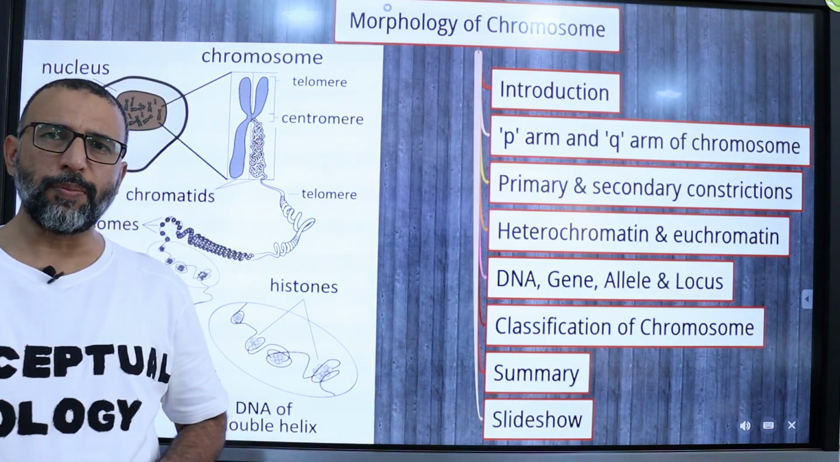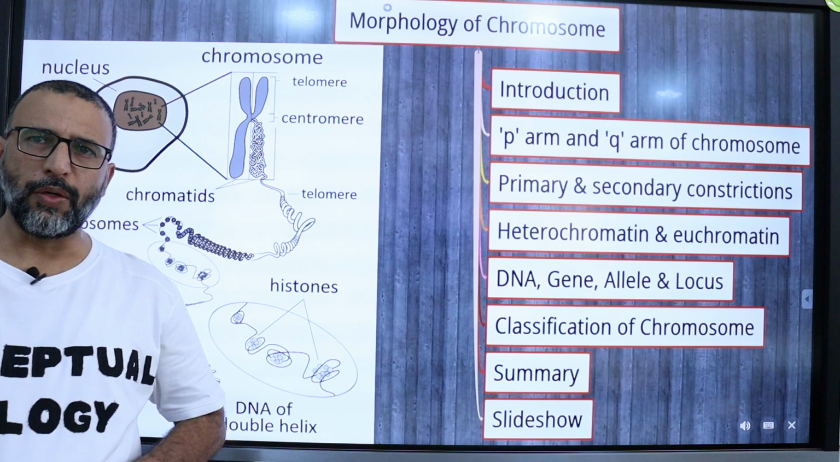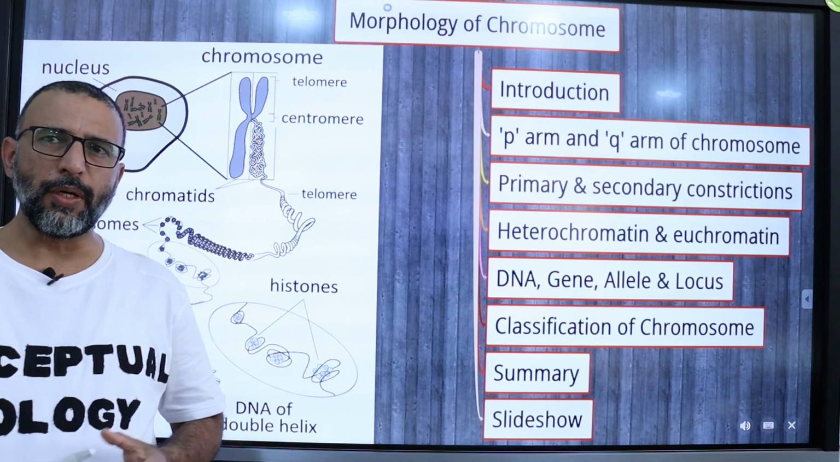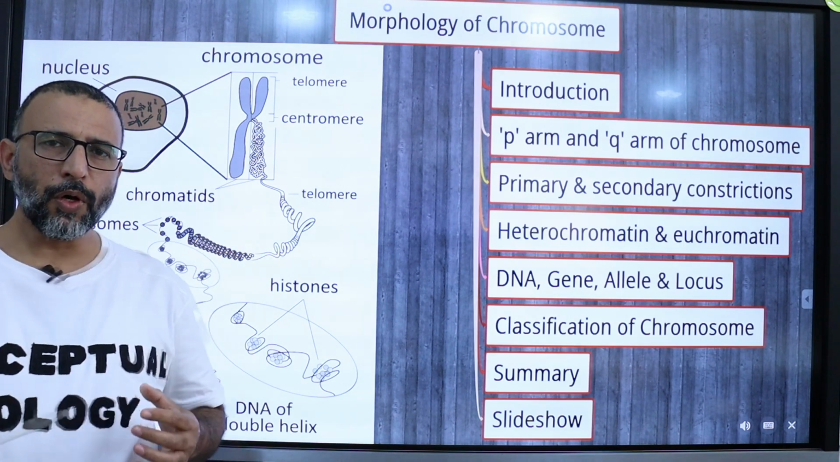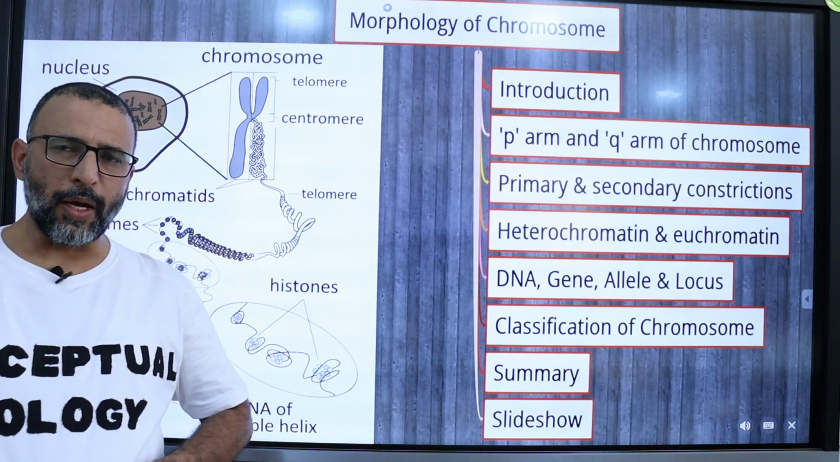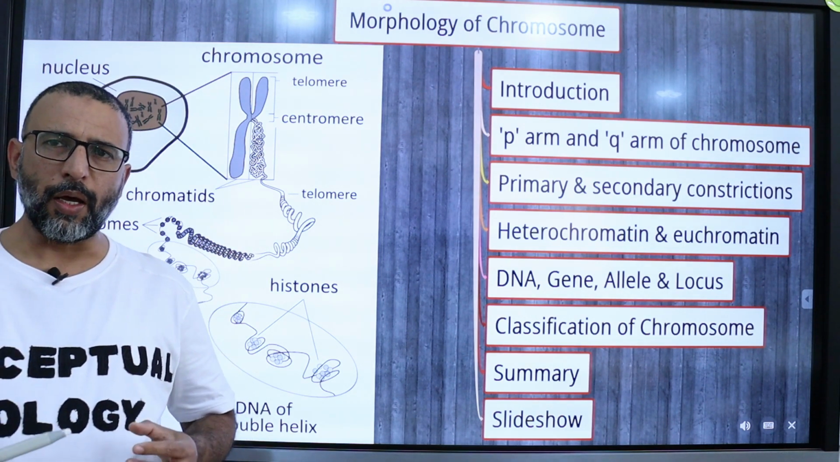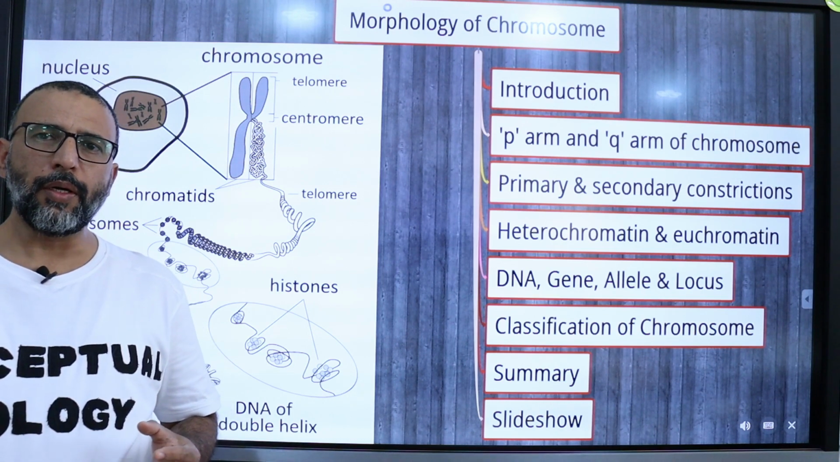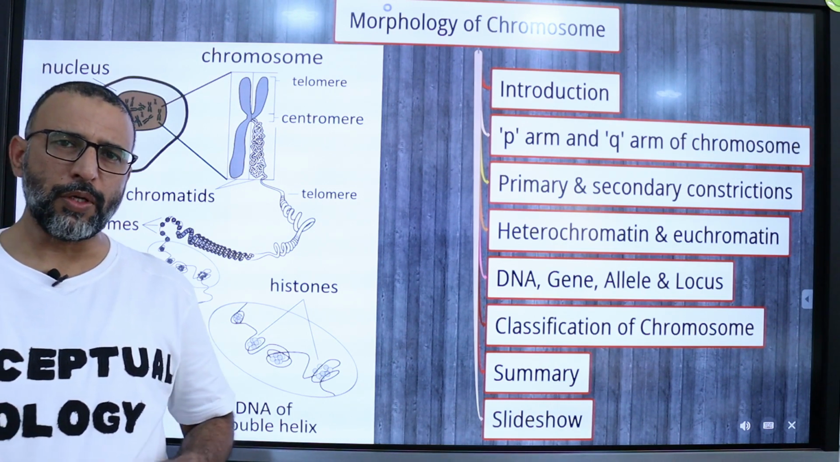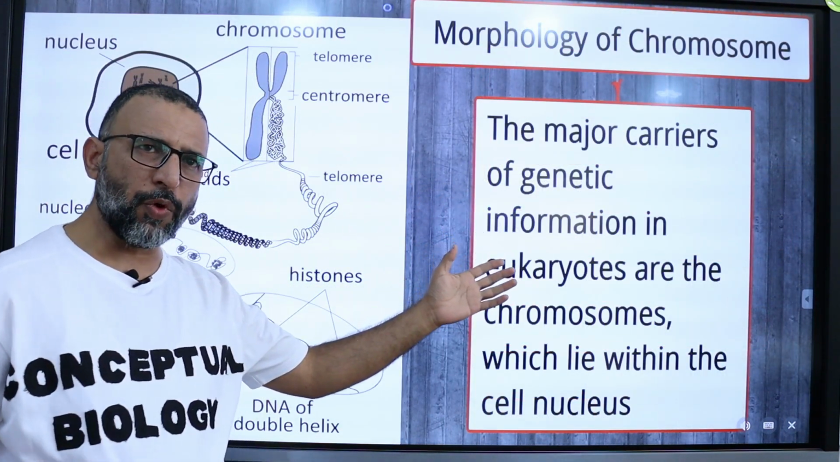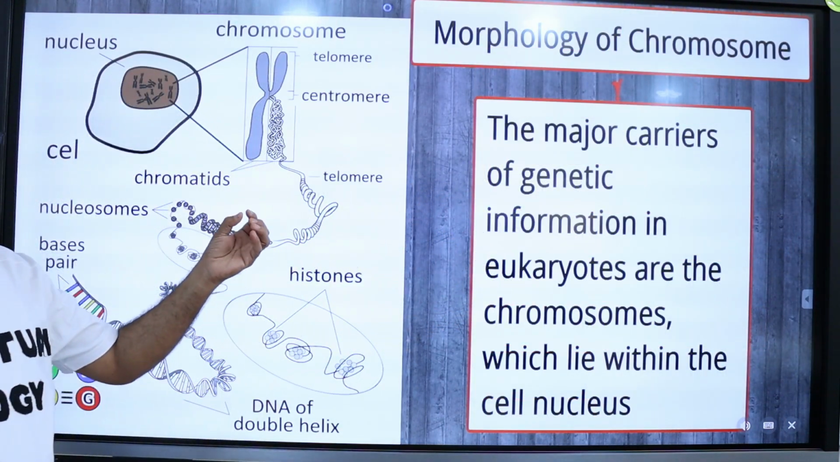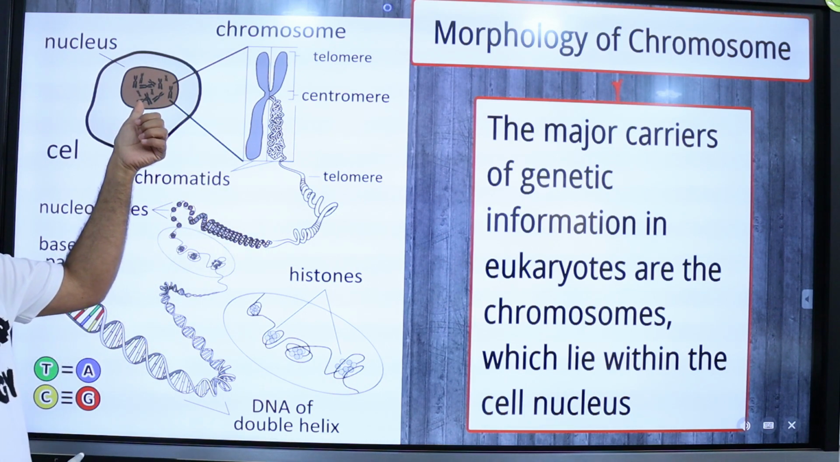Chromosomes are rod-shaped filamentous bodies present in the nucleus which become visible during cell division. They are carriers of genes. Chromosomes are not visible in active nucleus due to their high water contents but are clearly seen during cell division. Chromosomes are major carriers of genetic information in eukaryotes, and they are present inside the nucleus.